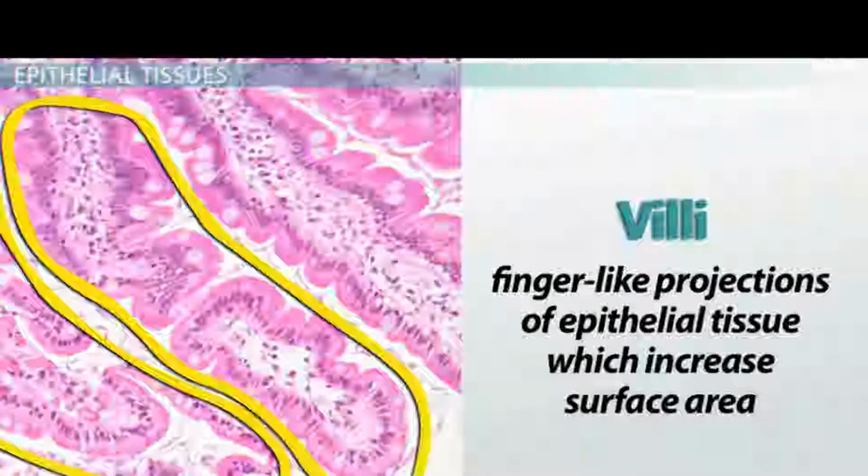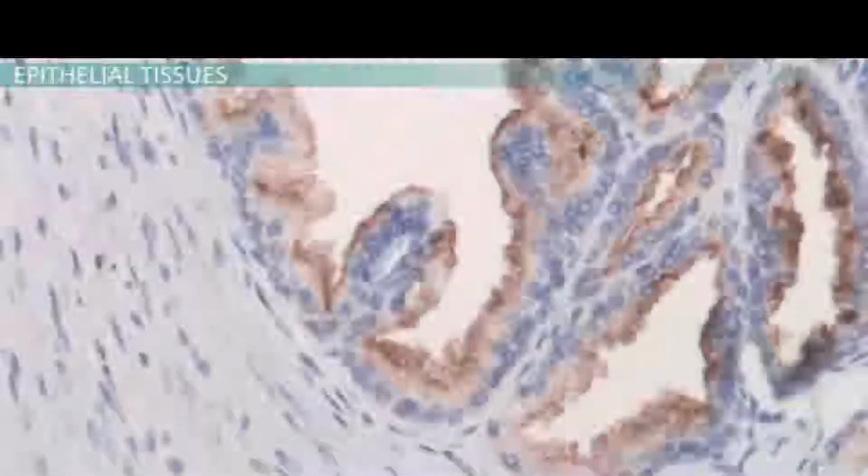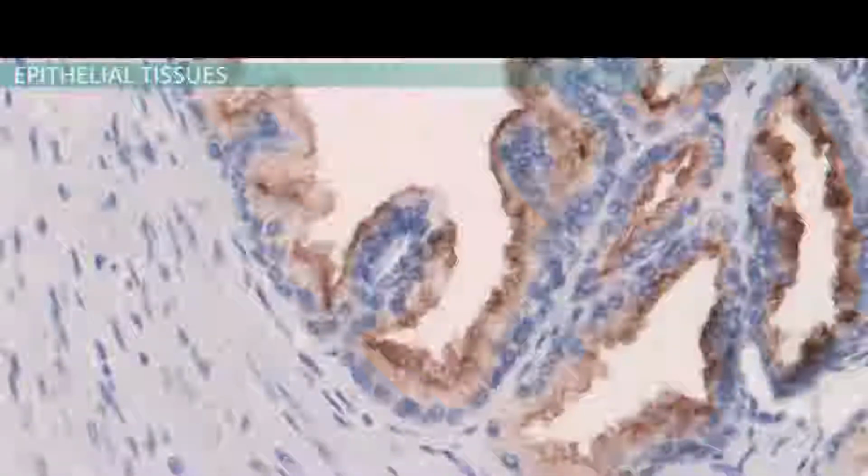The increased surface area created by the villi allows a greater number of epithelial cells to have access to nutrients in the small intestine, and therefore increases absorption efficiency. Other epithelial tissues like prostate gland epithelium are specialized for secretion of proteins.